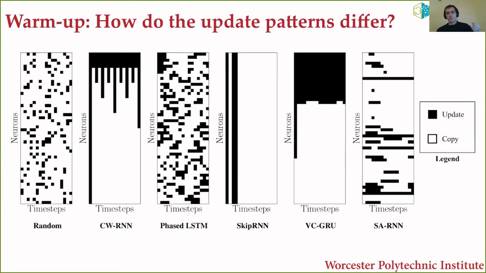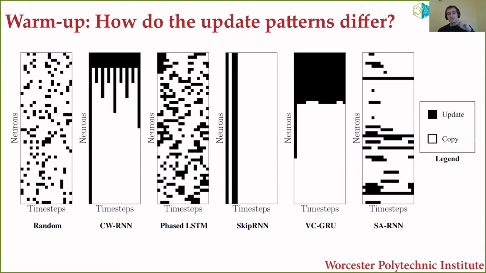So as a quick warm-up, how do the update patterns between different compared methods actually differ visually? We compare against 5 different baselines. The first is obviously random. The black dots mean we're updating at this time step. Time moves left to right. And a white square means we don't update. The second compared method is the Clockwork RNN, which has different blocks of neurons that update at different schedules. So the first 5 neurons may update every time step. The second ones may update every other time step, and so on.